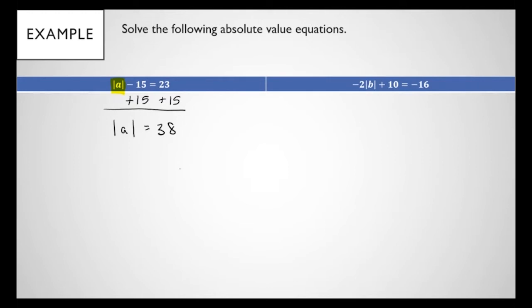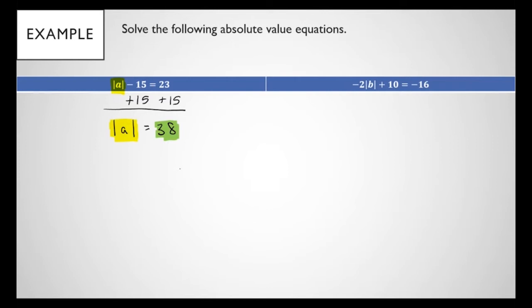Once you have this value equal to a number, and I will highlight it the same way I highlighted before, the same color, so you can kind of see the pattern there. So we have an absolute value equal to a positive number, so we're going to create two equations from here, because A could be 38, or A could be a negative 38. If you have negative 38 inside there, you still get a positive 38 out.